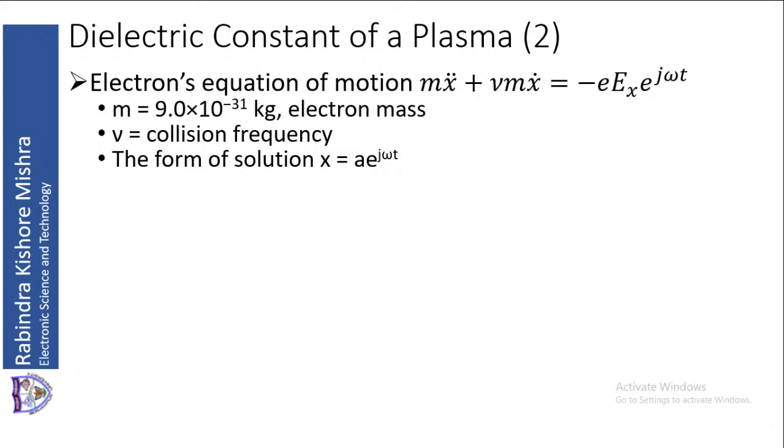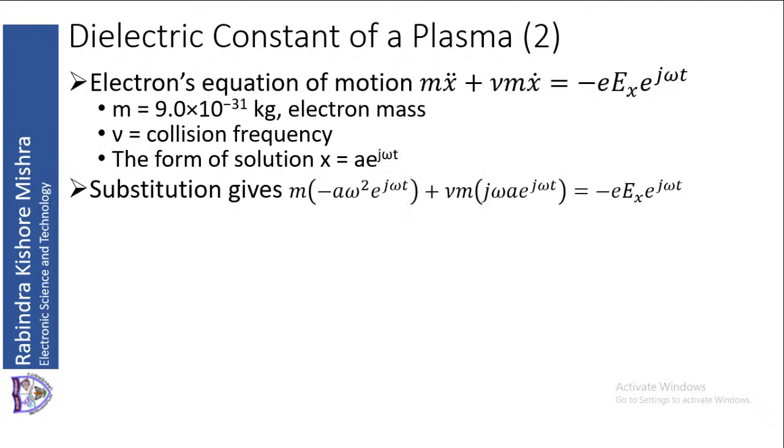Then the solution of this differential equation is simple. X will be equal to A into exponential j omega t. A is a constant, and we have to find out what A is. To find A, we put this value of X in the equation. So we find X double dot, which will be minus A omega square exponential j omega t. Similarly, X dot will be j omega into A exponential j omega t.